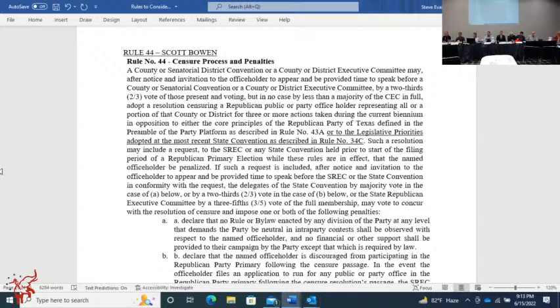All right, Mr. Chairman, I move to amend rule number 44, censure process and penalties, to add the underlined language after rule number 43A, or to the legislative priorities adopted at the most recent state convention as described in rule number 34C. Is there a second? I'll second it. I'll recognize you to speak on your amendment.